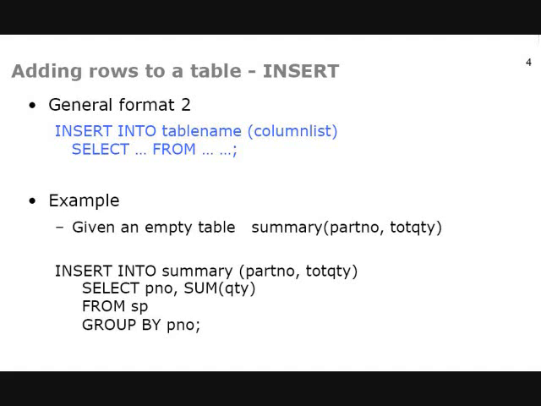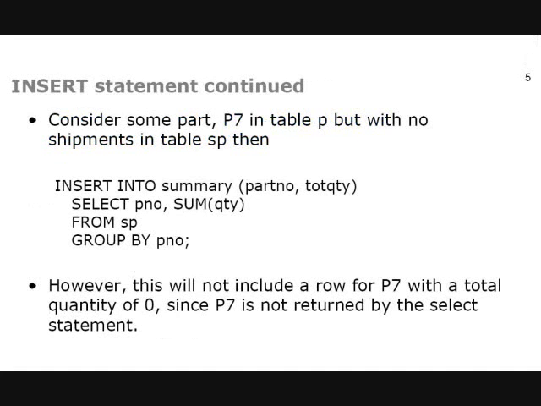Fabulous. So if I want to, for example, select part 7 in a table, but there are no shipments for that part. If I say insert into summary part number, total quantity, as I was just doing, select P number, sum quantity from shipment, group by P number. If P7 was not in the shipment table, that is not going to be inserted.